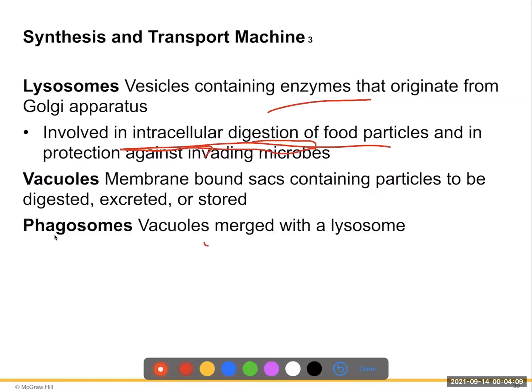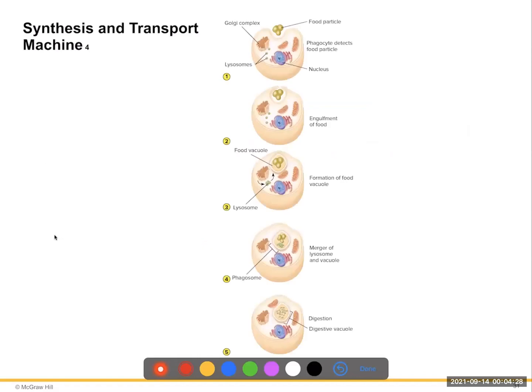Vacuoles are membrane cells containing particles to be digested, excreted, or stored. Phagosomes are vacuoles that merge with lysosomes and break down pathogens or other parts of the cell that have been worn out. And this shows you an example of synthesis and the transport of where it goes. Food particles come in, they go into the food vacuole. Okay, and they fuse with lysosomes, which breaks them down, can get digestion, and they can use these as nutrients.